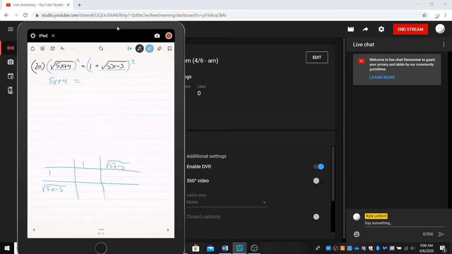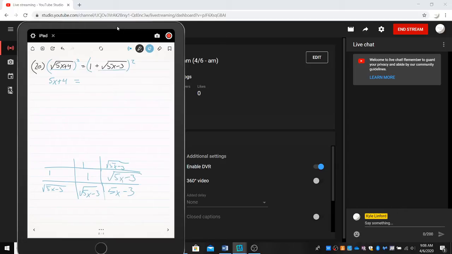And let's try to fill in these values. 1 times 1 is 1. And then let's go over here. The square root of 5x minus 3 times the root 5x minus 3 is just 5x minus 3. But then we have to fill in the corner boxes. So we just end up with a root 5x minus 3 and root 5x minus 3.